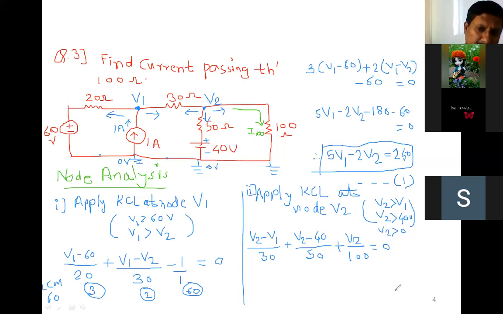Now 30, 50, 100, if you are taking, the LCM will be what? The LCM will be 300. 300 will be the LCM. In the table of 30, 300 comes, in the table of 50, 300 comes, in the table of 100 also 300 comes. So 300 will be the LCM.